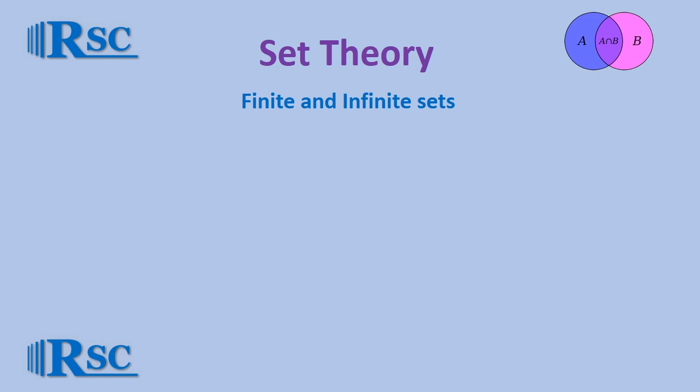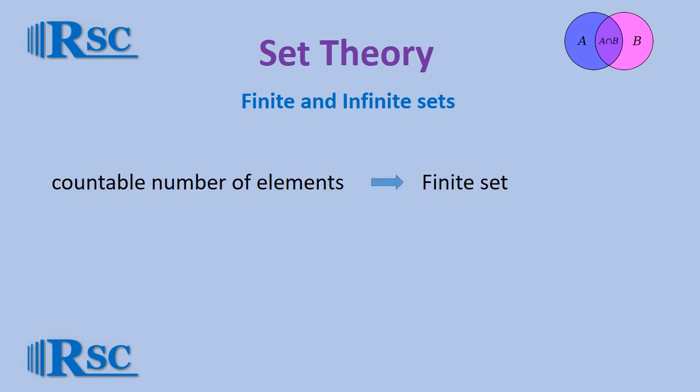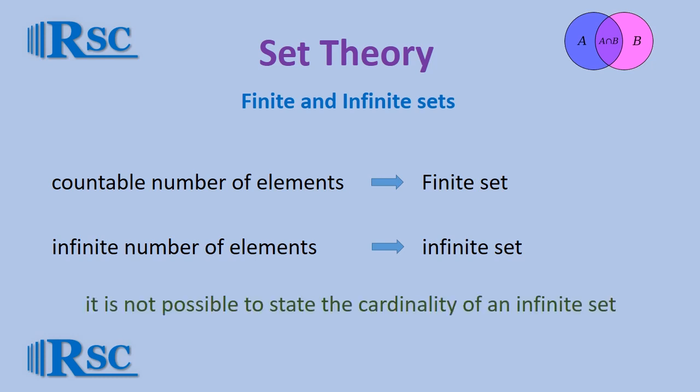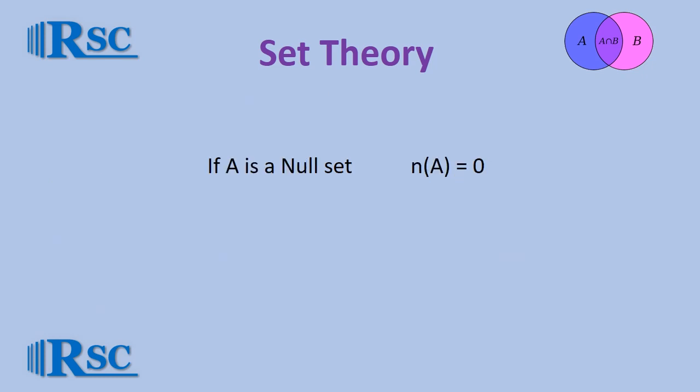Finite and infinite sets. If a set is comprised of a countable number of elements, it is called finite. If a set has infinite number of elements, then it is called an infinite set. It is not possible to count the number of elements in an infinite set. Hence, it is not possible to state the cardinality of an infinite set. Even though we may think of the cardinality of an infinite set as being infinity, infinity is not really defined as a countable number. The null set, or the set with no elements, is considered to be a finite set and has a cardinality of 0.